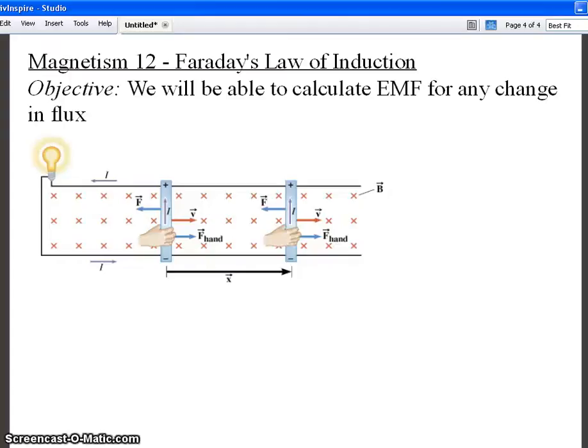Good morning, class, and welcome to this lesson on Magnetism 12, Faraday's Law of Induction. Today we will be able to calculate the EMF for any change in flux.